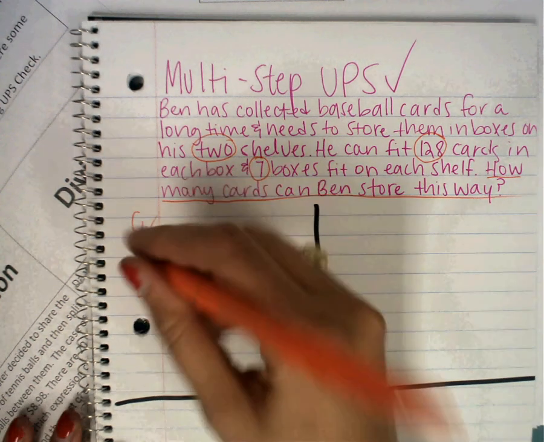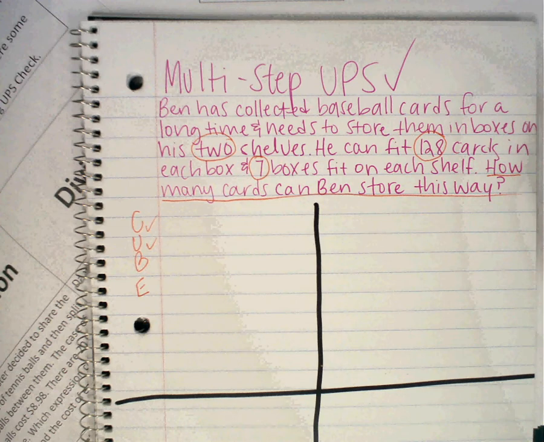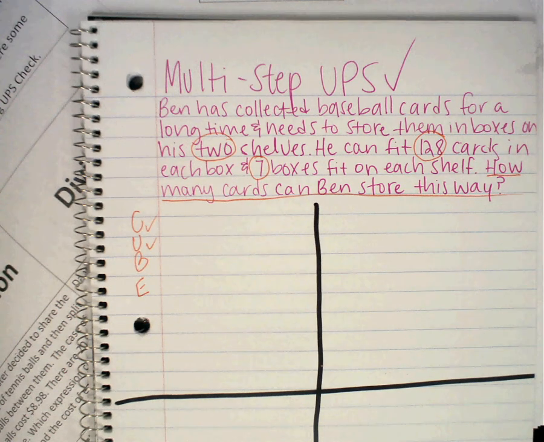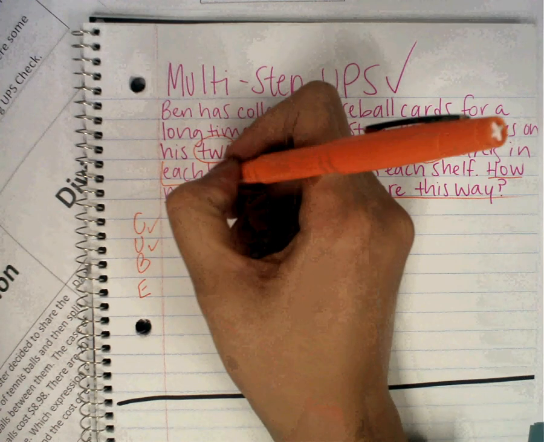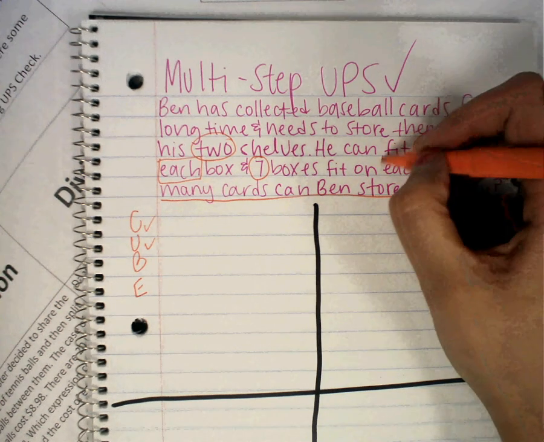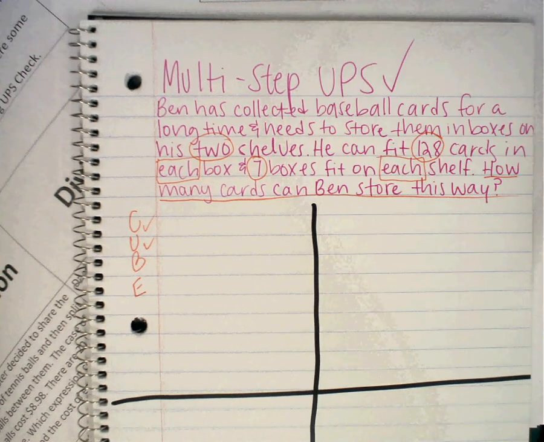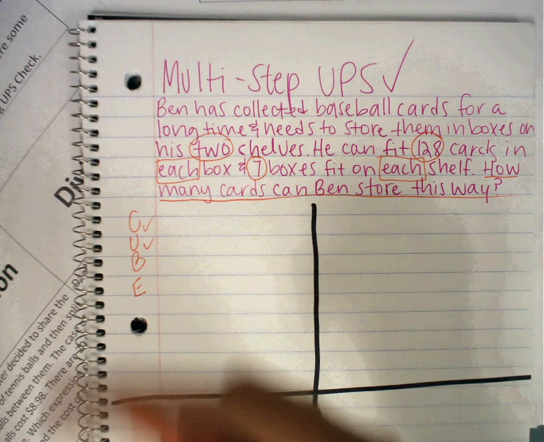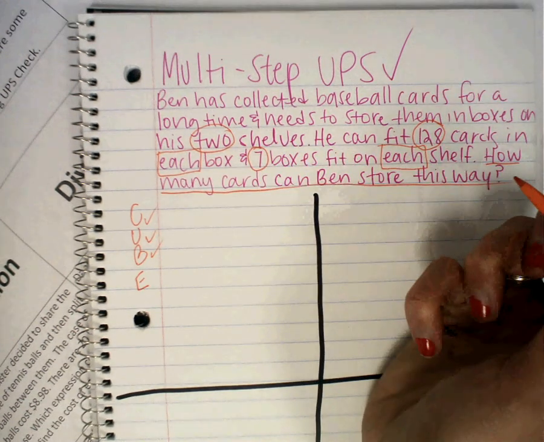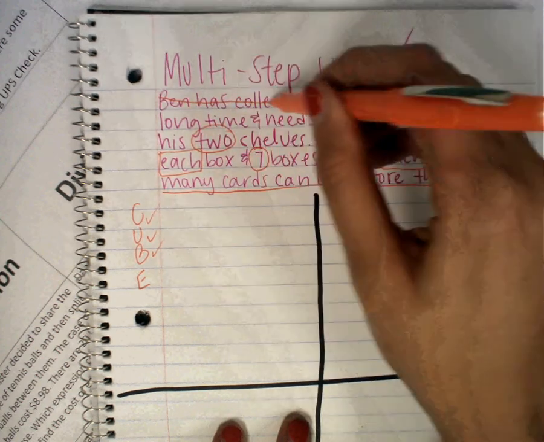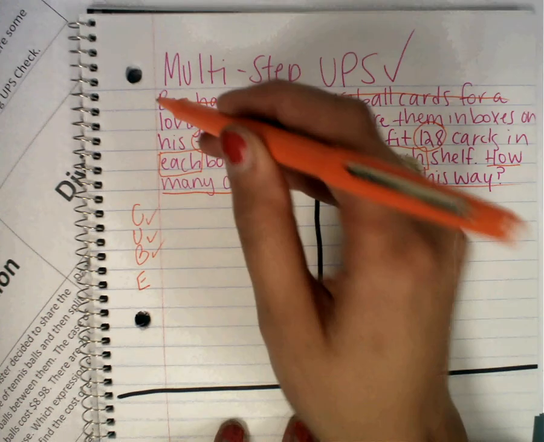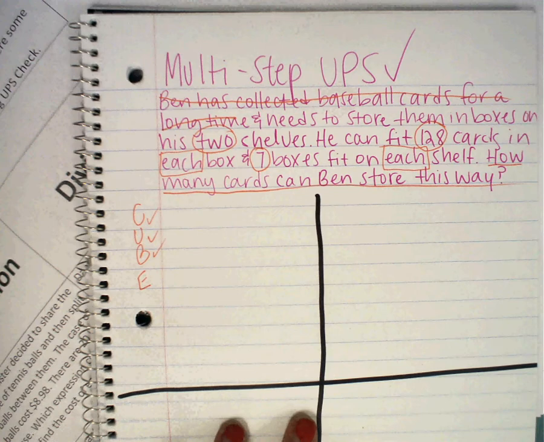So now we need to box our math action words. I see each box, right? Each. And each again. And it says, how many cards can you store? So really, each is the only math action word that I see. I don't really see, well, been collecting baseball cards for a long time. That's not really relevant. We can eliminate that. Okay.